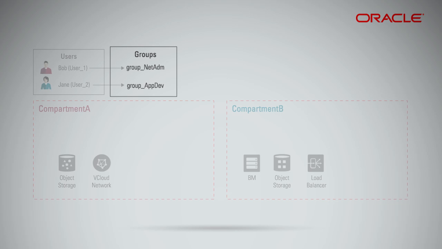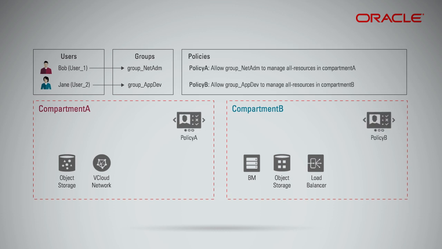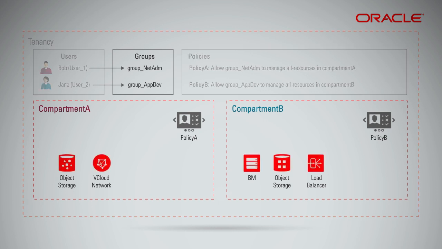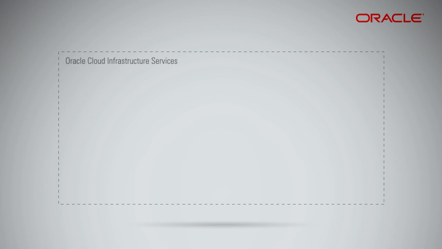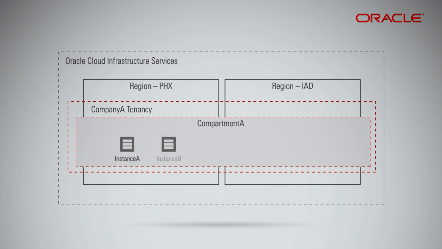A new user has no permissions until you place the user in one or more groups, and there's at least one policy that gives that group permission to either the tenancy or a compartment. Bob and Jane can be members of multiple groups, though. Groups are used to grant privileges to cloud resources. A group has no permissions until you write at least one policy that gives that group permission to either the tenancy or a compartment. IAM resources, compartments, users, groups, and policies are global, so you can access them across all regions.